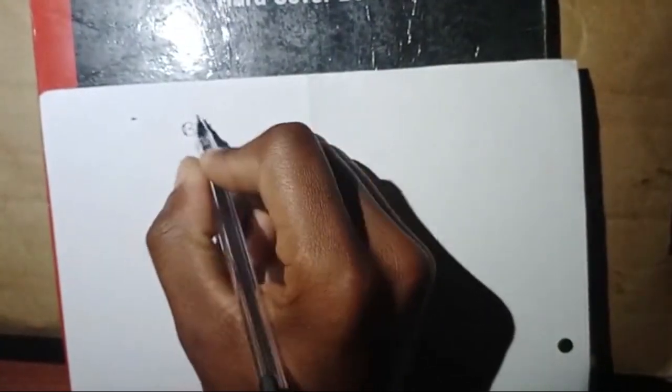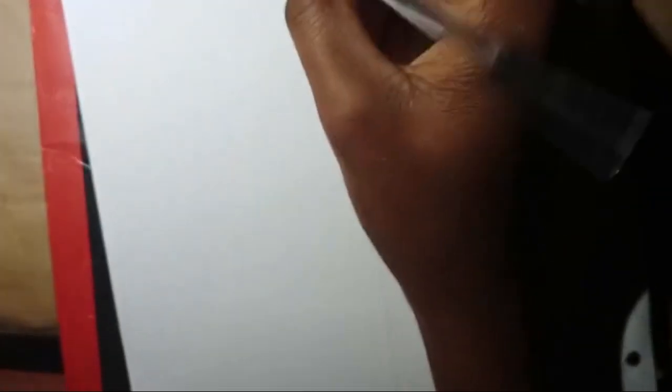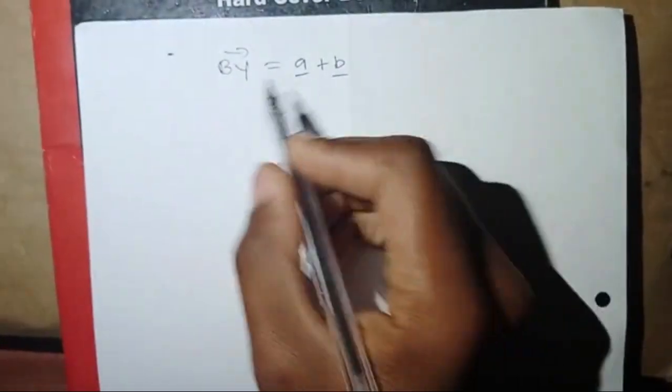So we're going to say BY. Let us just answer it here. Show that BY equals a plus b. So that's what we have, equals a plus b. We need to show this. So now let us start by answering.